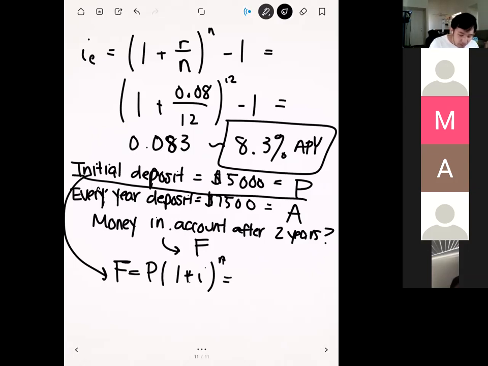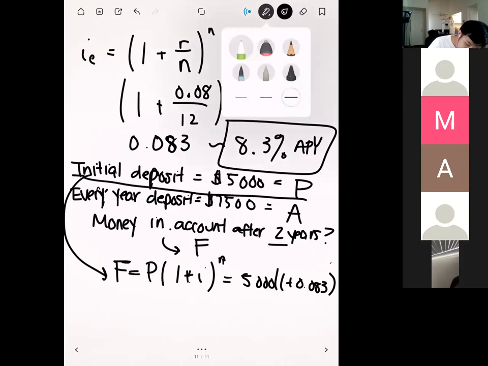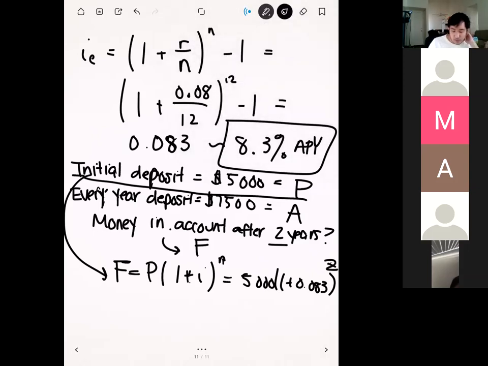Let's go ahead and plug in the numbers. We have 5,000 times 1 plus 0.083. Our n in this case is 2 because we have 2 years, so let's plug in 2. That initial $5,000, which we leave in the bank account for 2 years, will become $5,864.45 for the couple after 2 years.